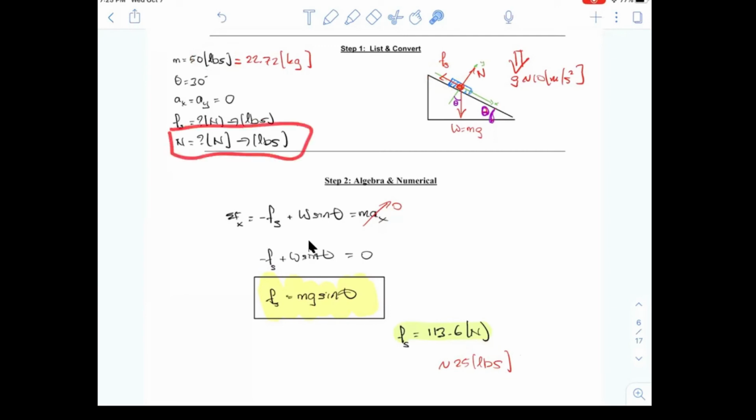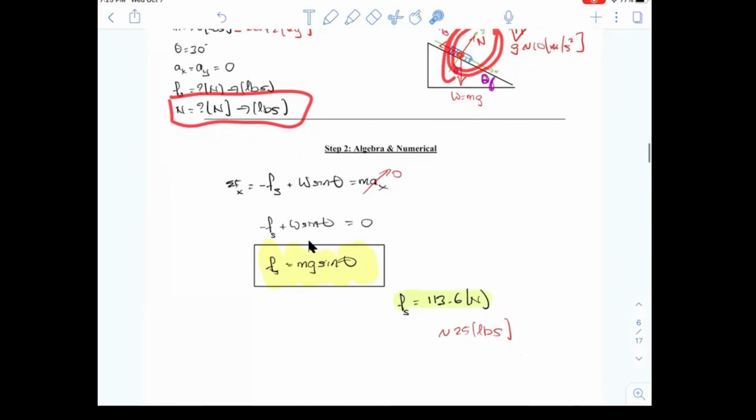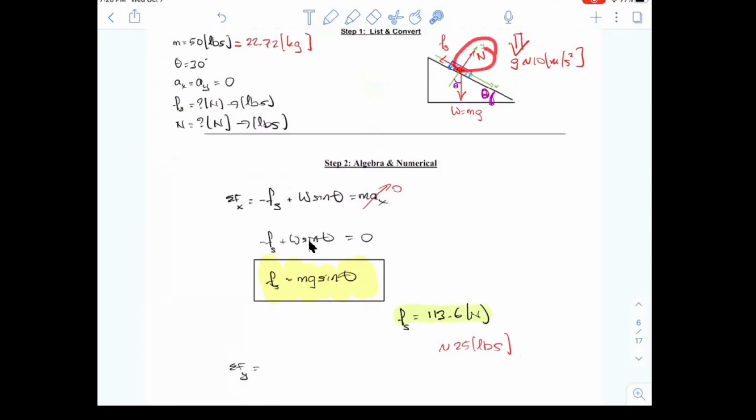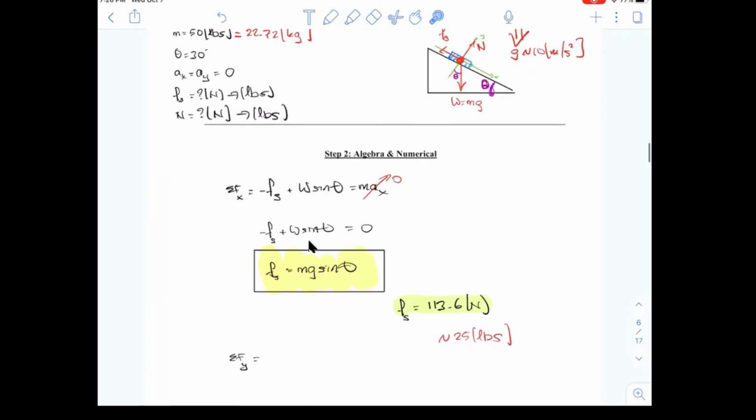The next one is the normal force. The normal force is in the y direction, so let's take a look at the net force in the y direction. What do we know? N is in the upward direction, so this one is positive. W is in the downward direction, and W has a component in this direction. So the component of W is going to be the cosine of the angle, right?